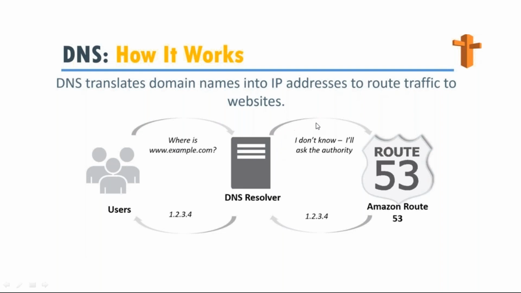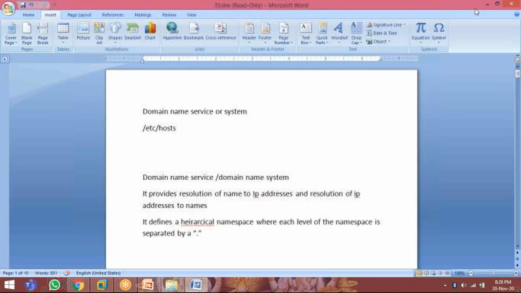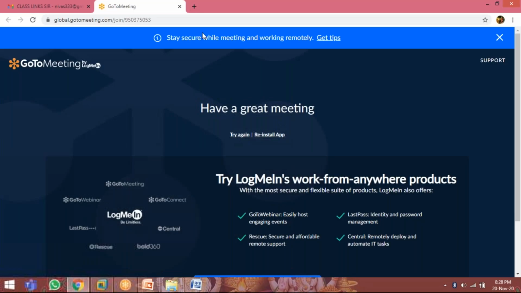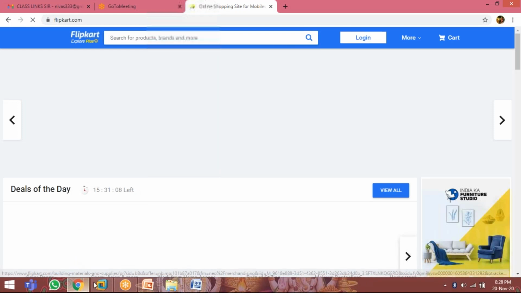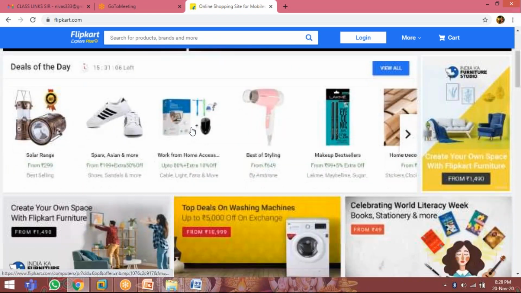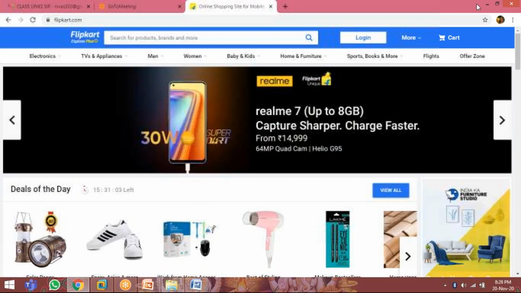If it doesn't know, it will ask the authority. Who is the authoritative one? Route 53, this is the DNS server. Then it will resolve and open the website. So every day, whenever we type websites, for example flipkart.com, it will open www.flipkart.com. You don't know what the IP address is, but DNS automatically resolved it.